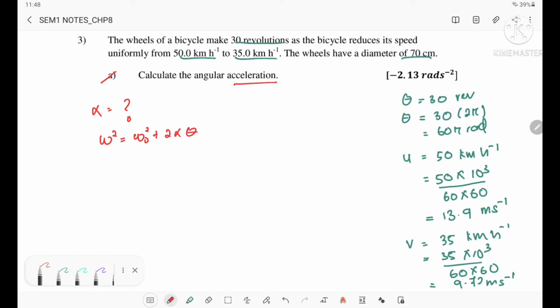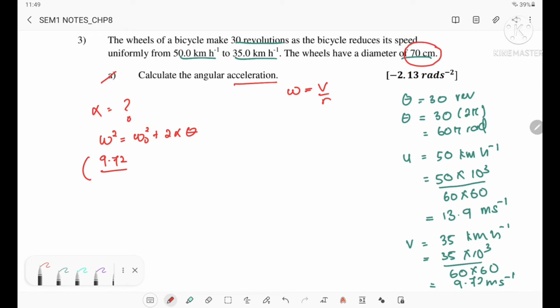This equation is familiar from linear motion, which is v squared equals u squared plus 2as. So you need to calculate omega first, because from the question we got the initial velocity and final velocity in the linear motion. So you need to calculate omega by using omega equals v over r. So omega is v over r, we got here 9.72 divided by r.